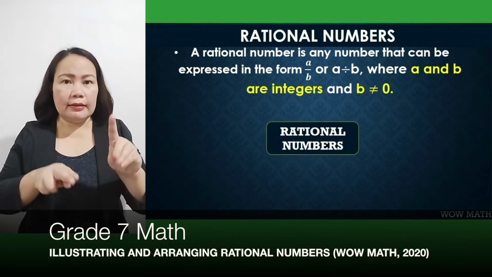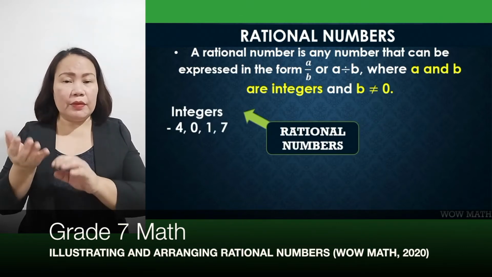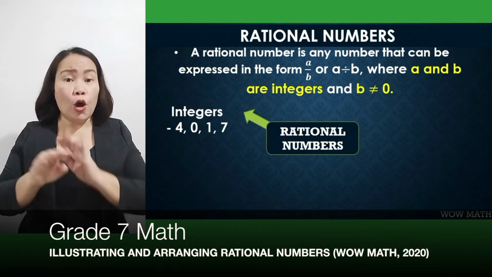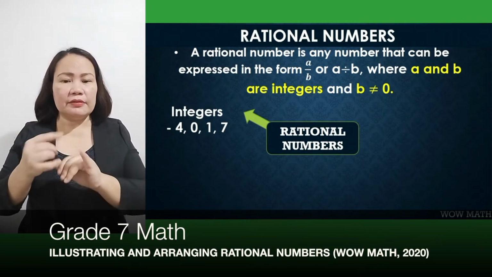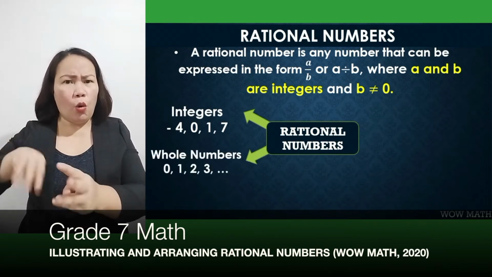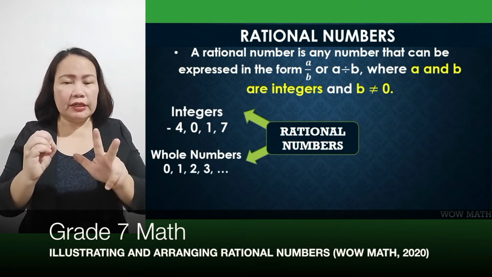Let's have an example of rational numbers. So we have integers. Under integers, we have negative 4, 0, 1, 7, and all negative integers, 0, and positive integers. Under integers, we have here the whole number. So dito papasok si 0 and all the positive integers.